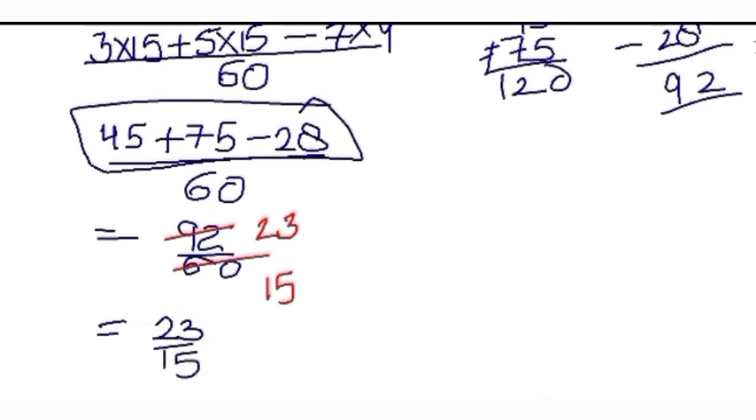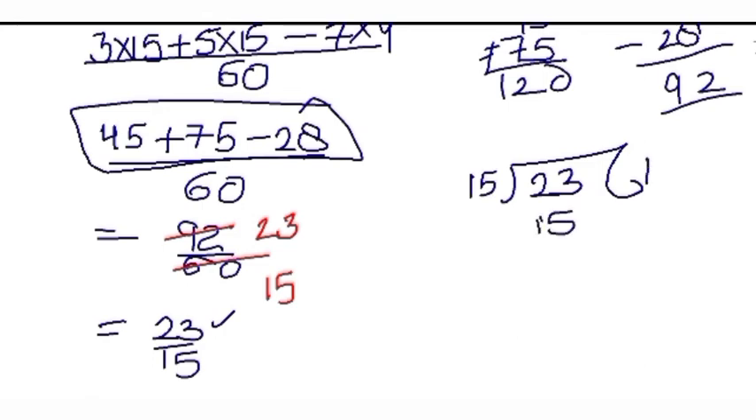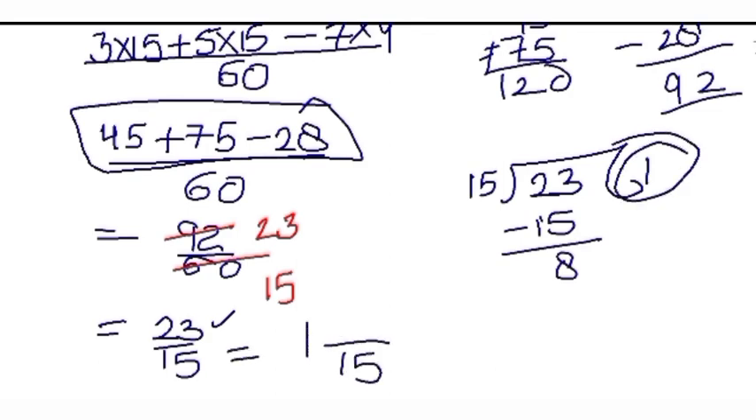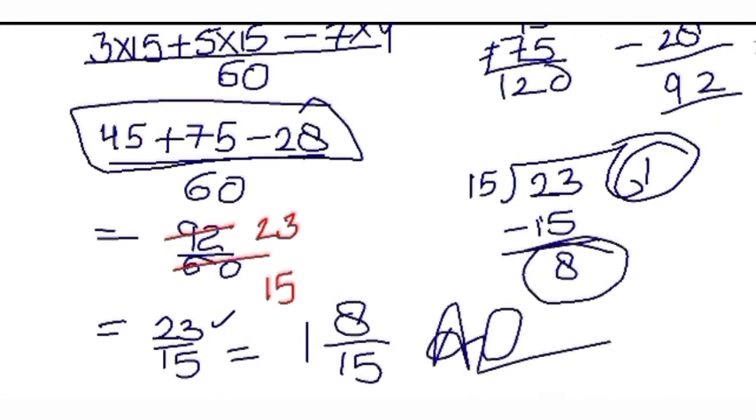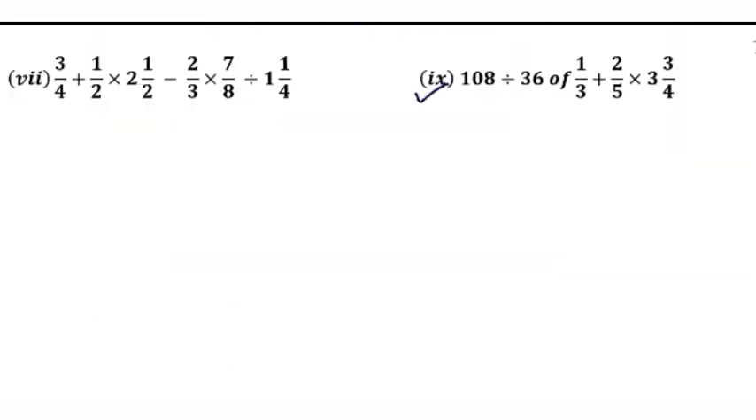And this is an improper fraction. The numerator is greater than the denominator, so this can be written as a mixed fraction. 15 ones are 15. Subtract 8. The denominator will remain the same, 15. This will be written as the whole number and this will be written as the numerator. So your answer is 1 whole 8 upon 15. Now let's practice with one more part. This is the 9th part.